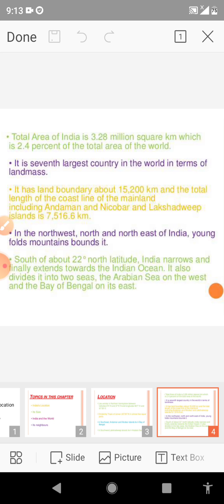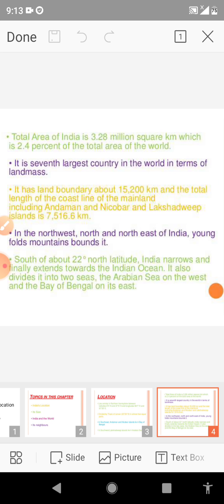After that, we'll discuss the total area of our country. We can say the total area of our country is 32,87,263 square kilometer, or simply 3.28 million square kilometer. This constitutes only 2.4% of the total area of the world.